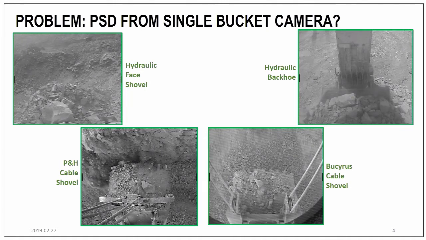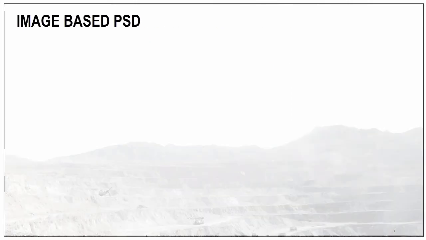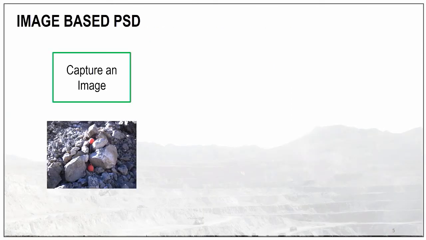On the top left, we have a hydraulic face shovel full of material. You see a big rock, almost 1 meter in there, a big boulder. On the bottom left is a P&H cable shovel. Again, there's mostly a lot of fines and 2 rocks there. That's the Bucyrus shovel. And on the right-hand side is a hydraulic backhoe, which is used a lot in mines in Australia. So the question is, you have this camera looking at this scene, how do you get the rock sizes and how is AI employed?